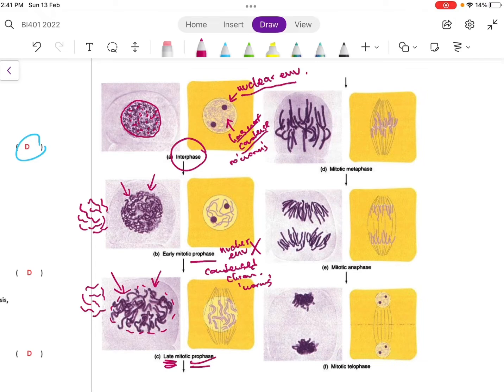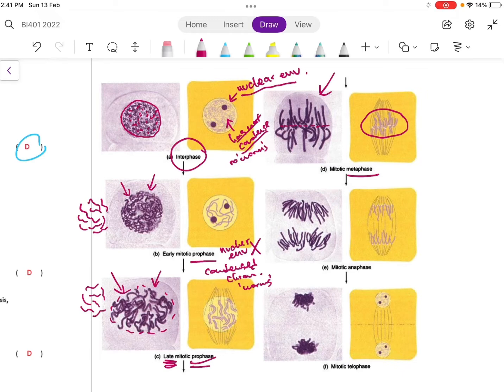Next, mitotic metaphase. In metaphase, we know that the chromosomes align singly at the metaphase plate. Now, if you look at the diagram on the left-hand side, it doesn't quite look like the diagram that we are very used to. But if you get used to it, this is the best we can see of chromosomes aligning in the middle. You can sort of see that this is the metaphase plate. All the chromosomes seem to be aligning in this fashion.